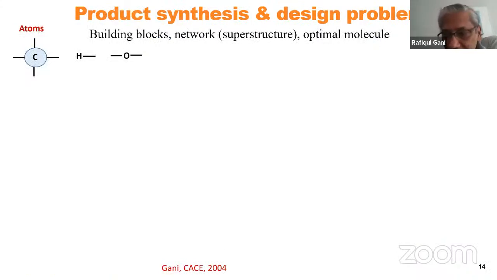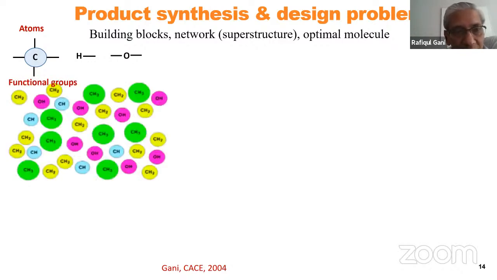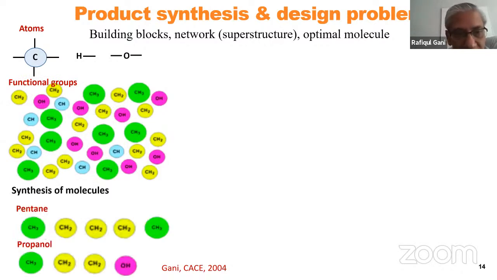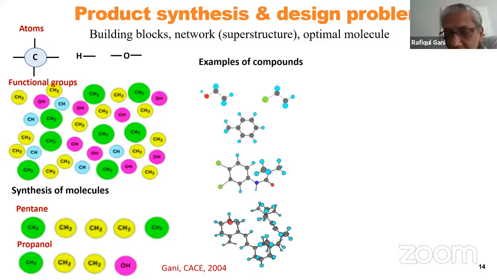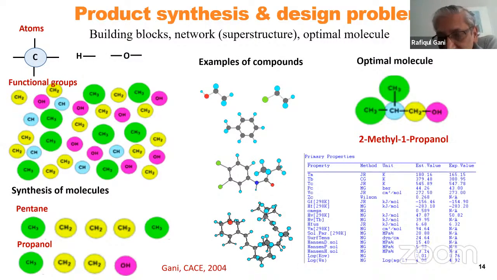Now the product synthesis is very, very similar to the process synthesis, as I said. If you consider that we have atoms like carbon, hydrogen, and oxygen, we combine the atoms to form functional groups, which can be unit operations. And the functional groups are then combined together to form molecules, which will be the flow sheet. And these are different examples of compounds. And then if we say that this particular one is an optimal molecule, it is optimal in the sense that we have defined some target properties, and this molecule satisfies those target properties.